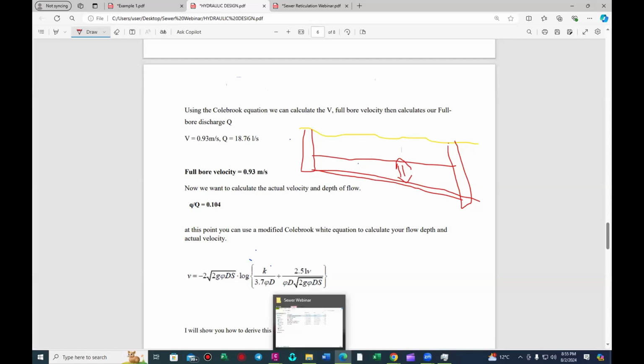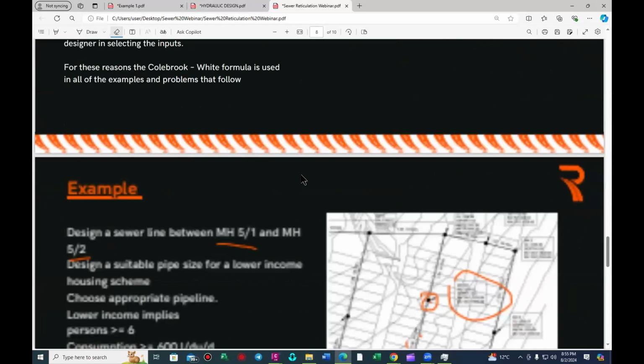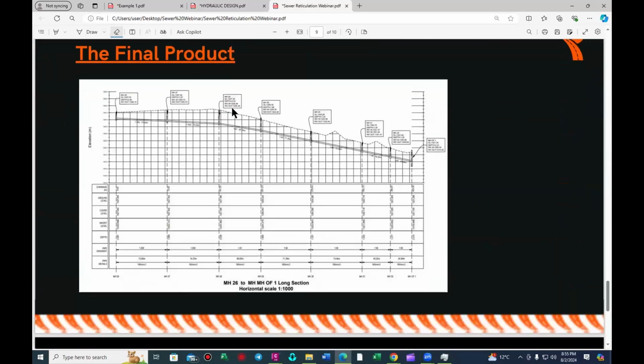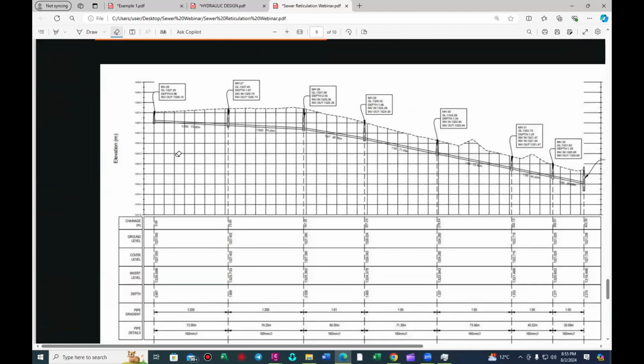So this is what I want you guys to look at. This is the final product that you should get. Look at that sewer system that we designed there. We're having a slope of 1:200 and a length of 73. So for a slope of 1:200, you can actually get a cleansing velocity of 0.741.